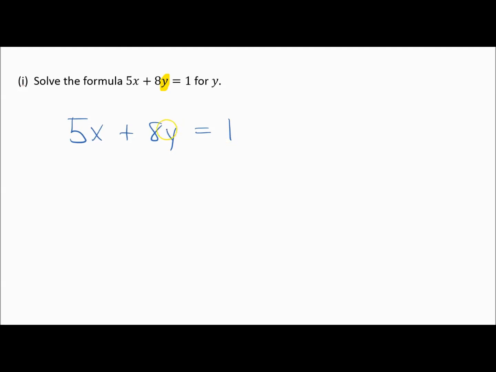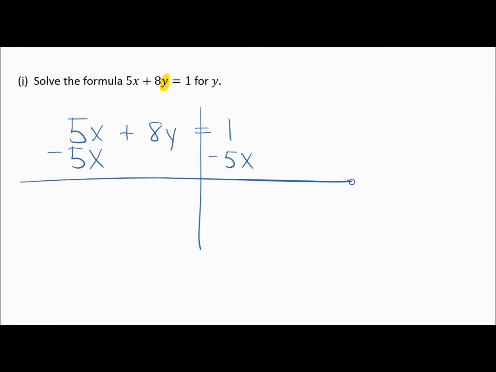And keep in mind, I'm trying to move everything away from this y. I'm trying to get rid of the 5x. I'm trying to get rid of the 8. Now you have to ask yourself, what is the 5x doing to the y? Well, it's being added. So to undo addition, we subtract. So I'm going to subtract 5x from the left side, which means I'm required to subtract 5x from the right side as well. The 5x's cancel, and I have 8y is equal to 1 minus 5x. These are not like terms. I can't say 1 minus 5x is negative 4x because the 1 doesn't have an x. So that's the best I can write it.